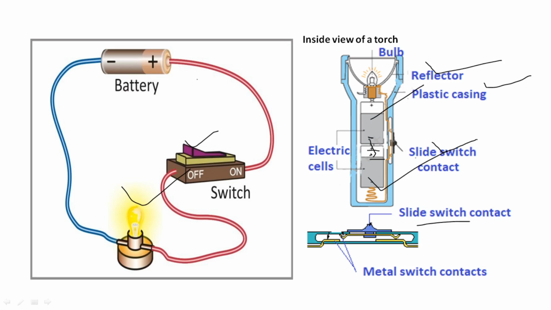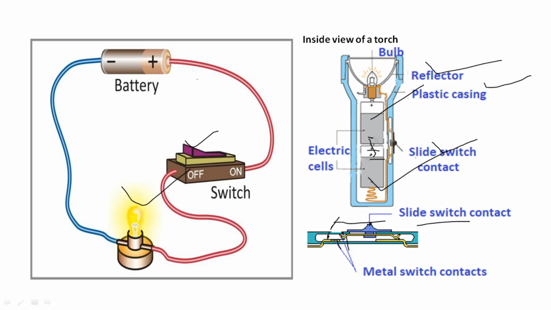Here the switch is attached. Here wires are attached, but here, at the metallic switch, the wires are not attached. So when you are sliding it upward, this metal is attached to this. After that, electric current will flow and the bulb will glow. Then again, to switch off, slide it back down.